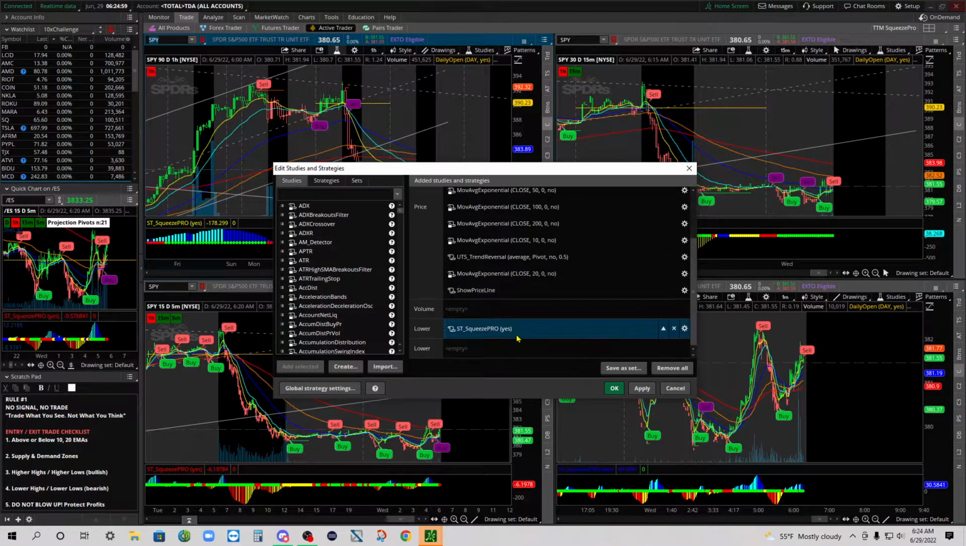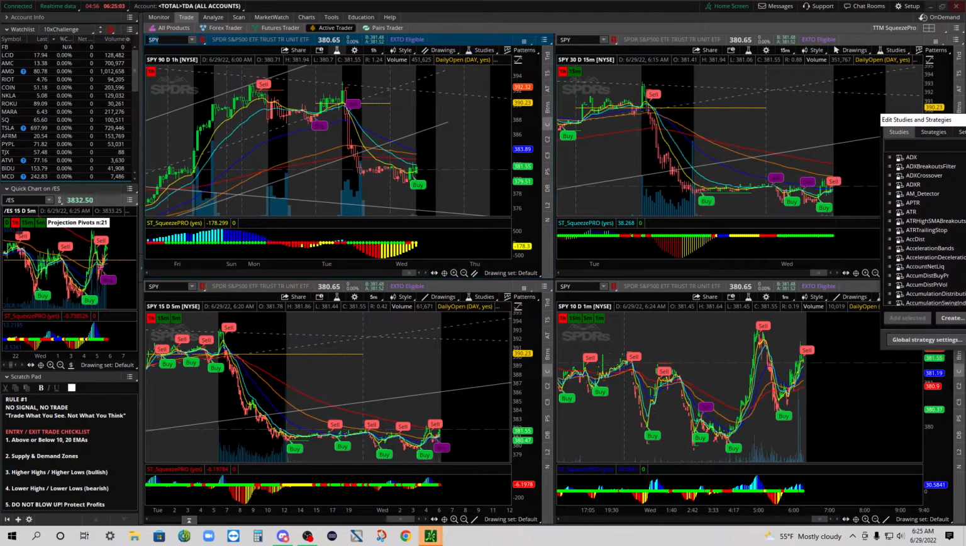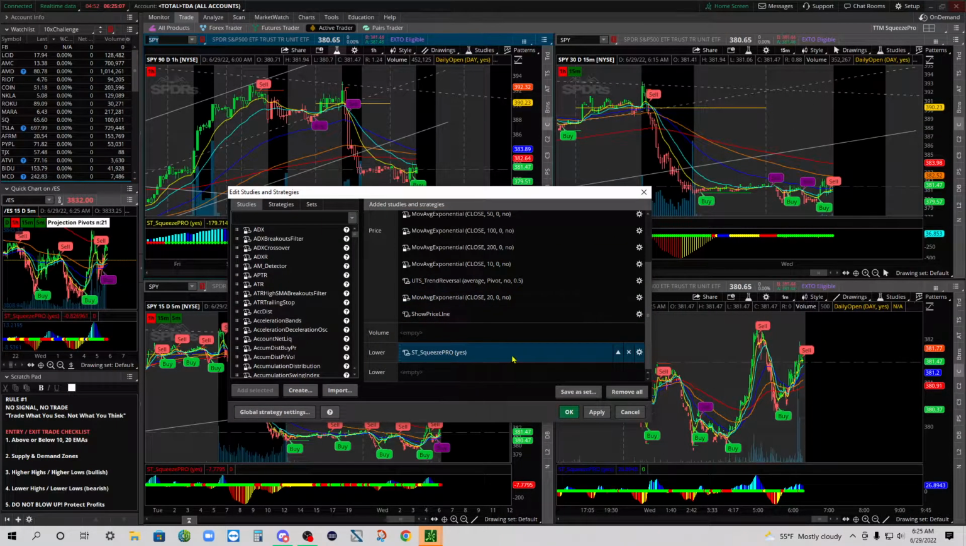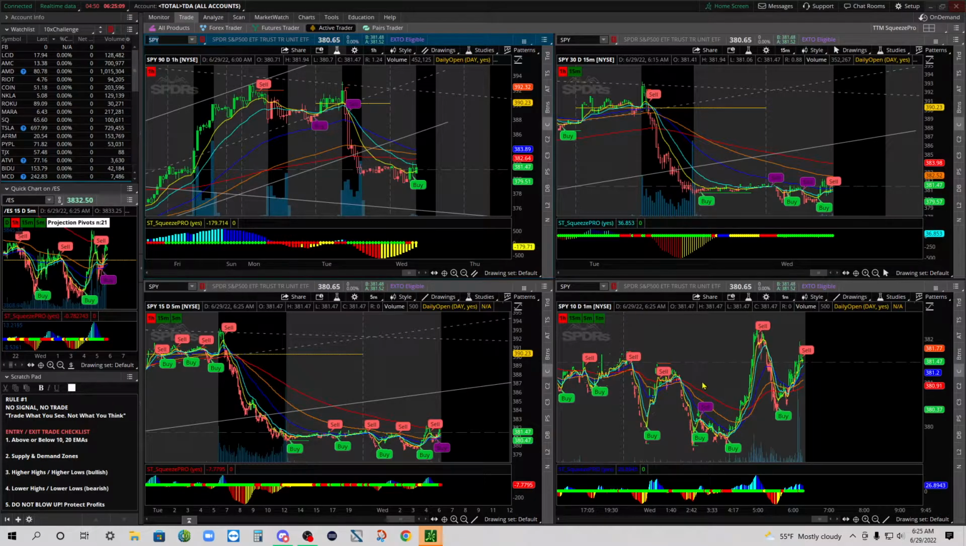And then the last one is show price line. So it says show price line and then TTM Squeeze Pro. Show price line, as you can see on my 1 minute, you see this gray line right here? Can you see that? Yeah, gray dotted line. That is the current price level.